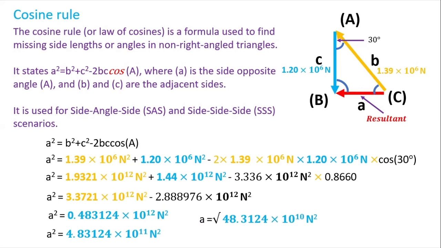Taking the square root, A = √(48.3124 × 10^10). So we get A as 6.95 × 10^5 Newton, which is the resultant value.